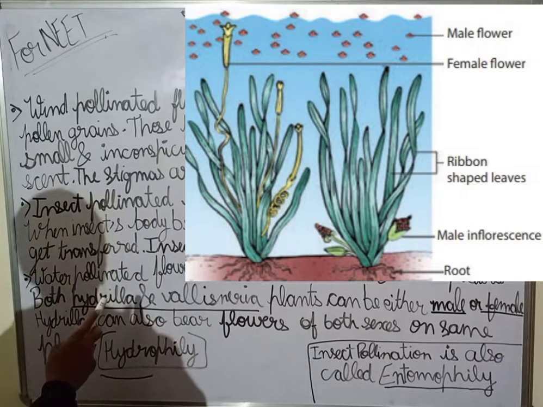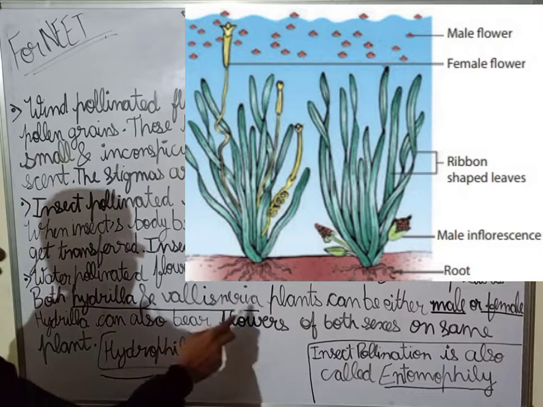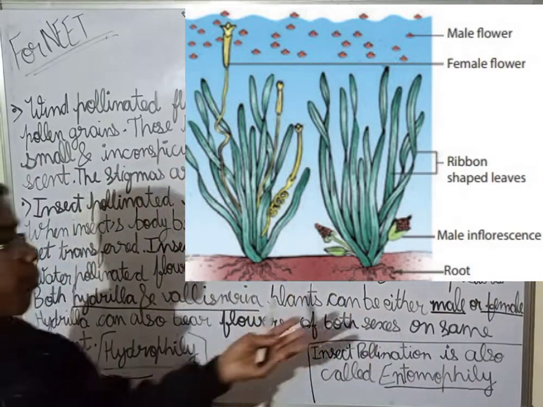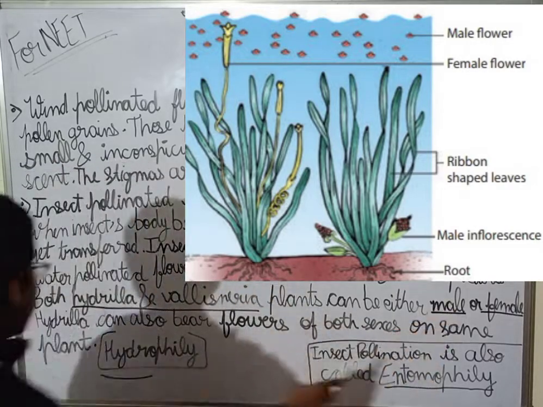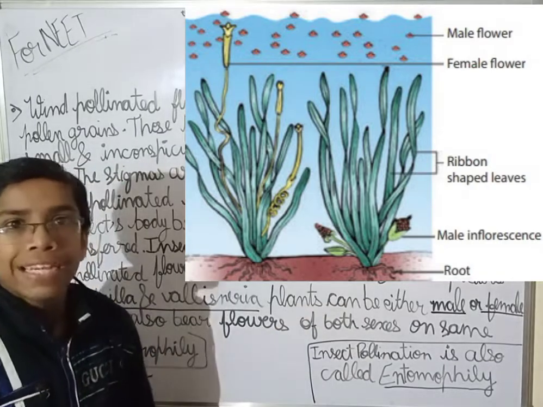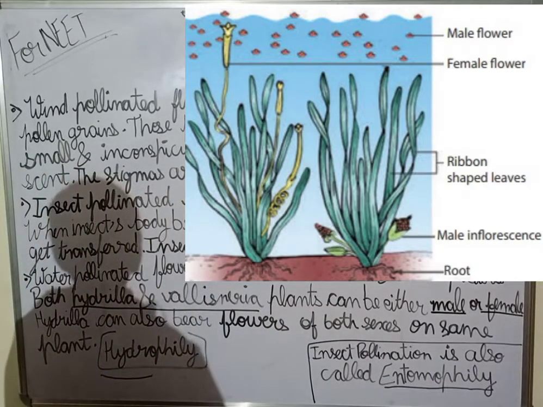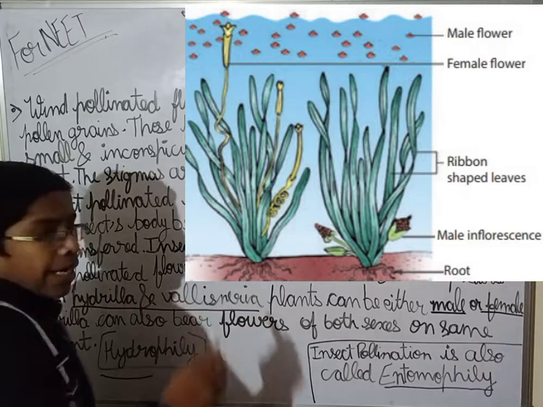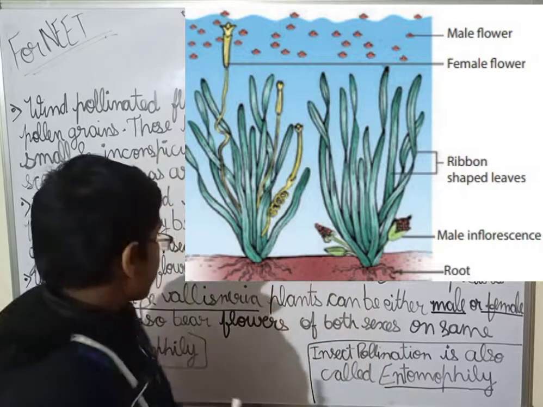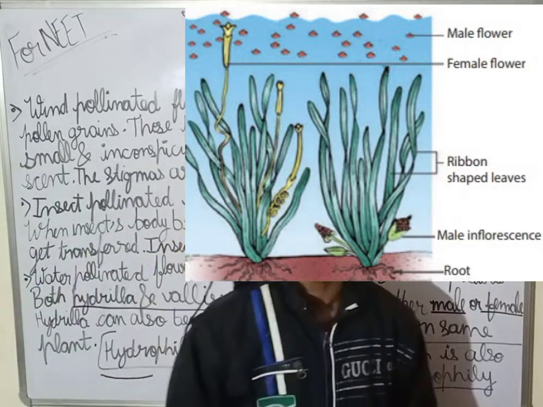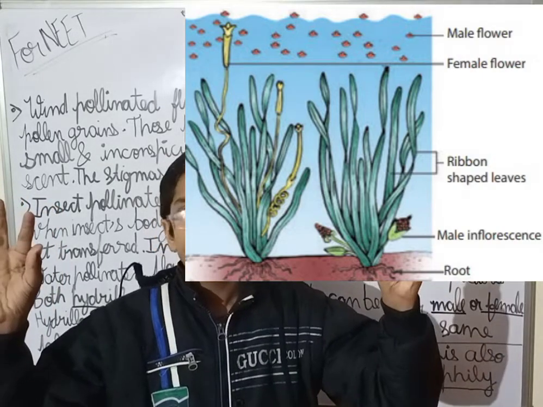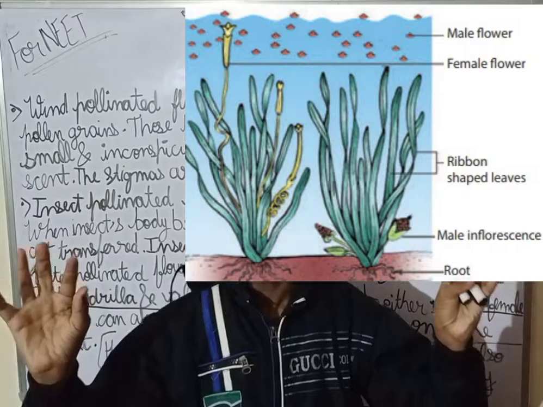And Hydrilla can also bear flowers of both sexes on the same plant. Okay, now we will be talking about Vallisneria. Now how does water pollination occur in Vallisneria? See guys, if this is a male Vallisneria plant and this is a female Vallisneria plant, now what will happen?